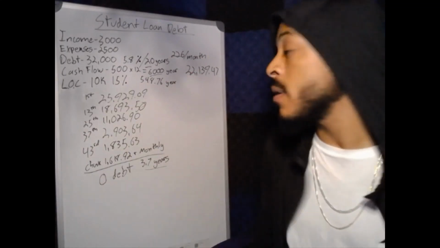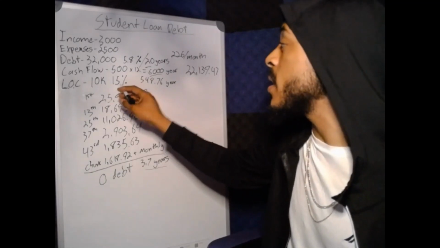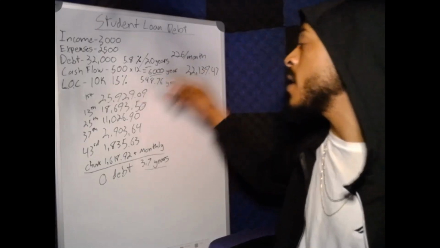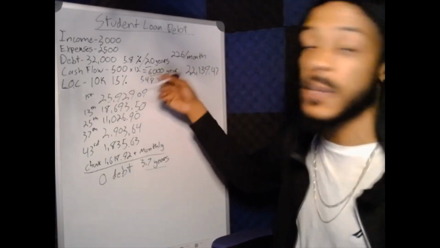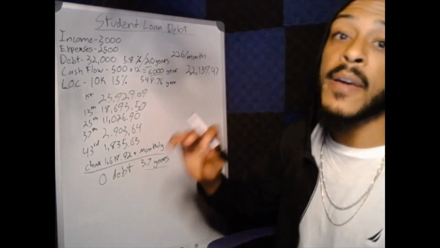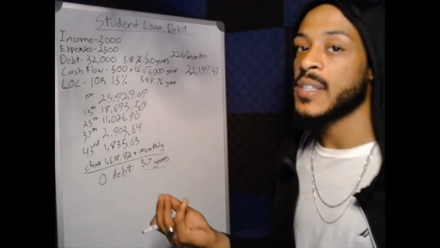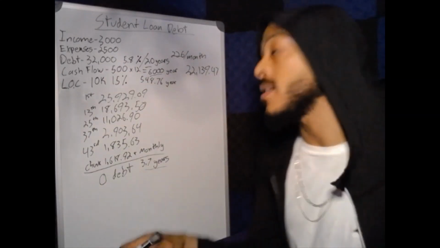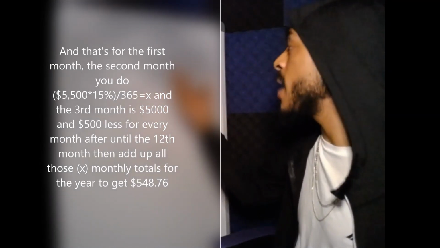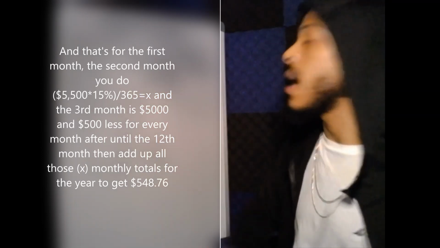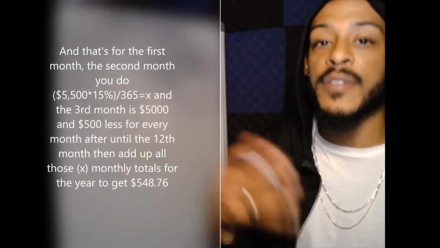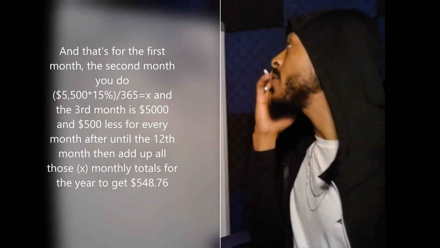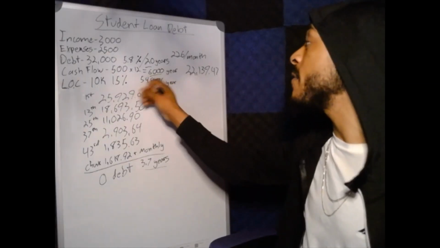Where did I get that number? What I did was I took the balance, whatever balance that I owed, so let's say it's $6,000, I multiplied that by 15%, and then I took that number and divided it by 365. That would have gave me $2.47. $548.76.